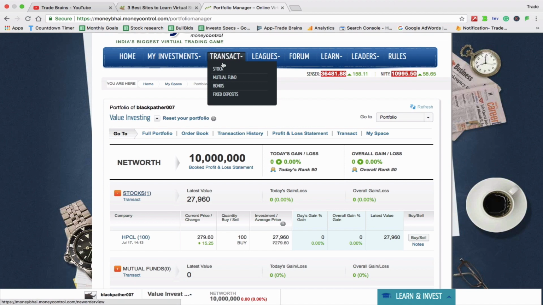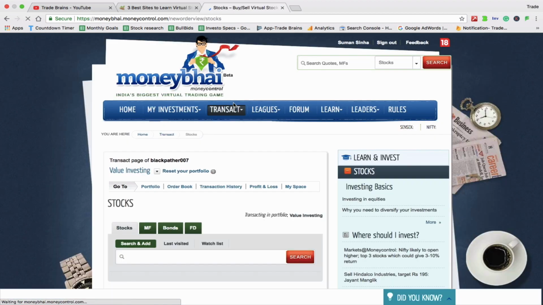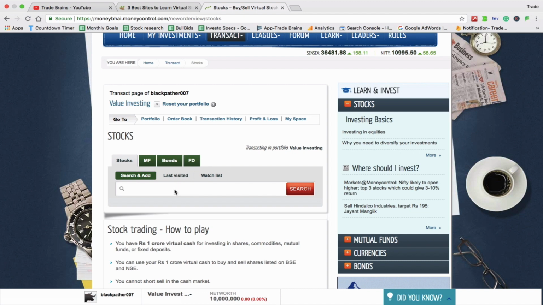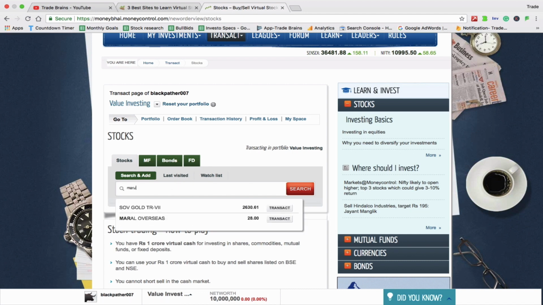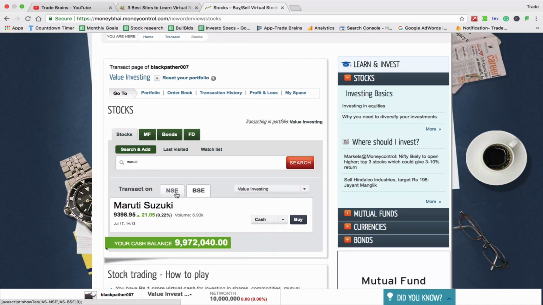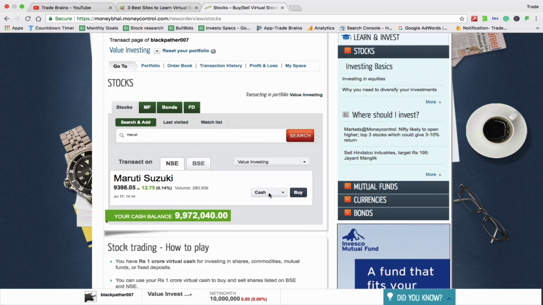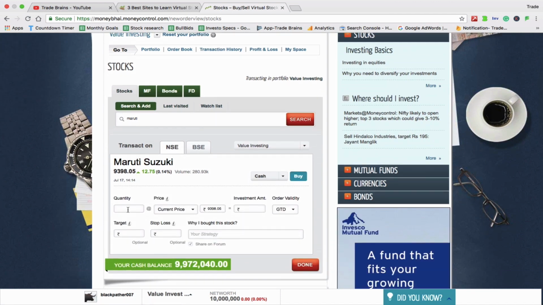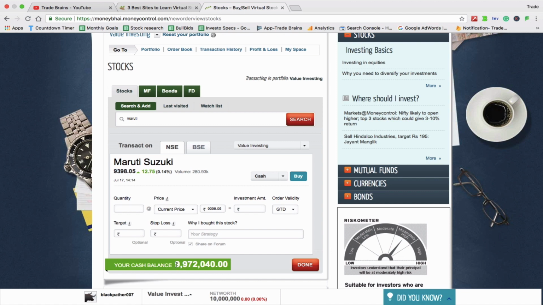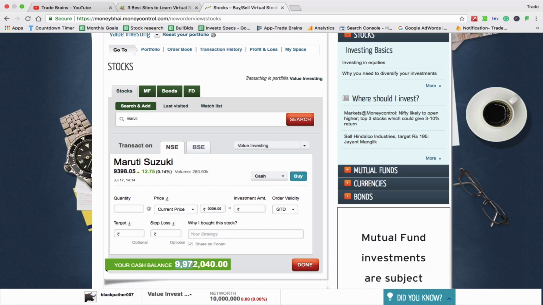So let's again go to transact and stock, and here we will choose another company, Maruti Suzuki. So select Maruti Suzuki. It will again ask BSE and NSE. You can choose whatever you want, and you want to do it in long term, so you select cash and buy. Then in the quantity, now one stock is of rupees 9398, and you have remaining rupees 99 lakh. So again, you can buy whatever number of stock you want.